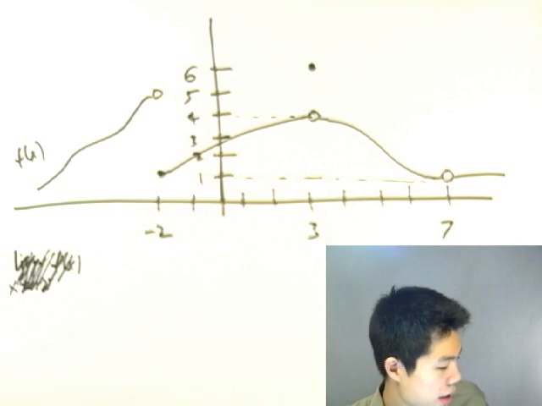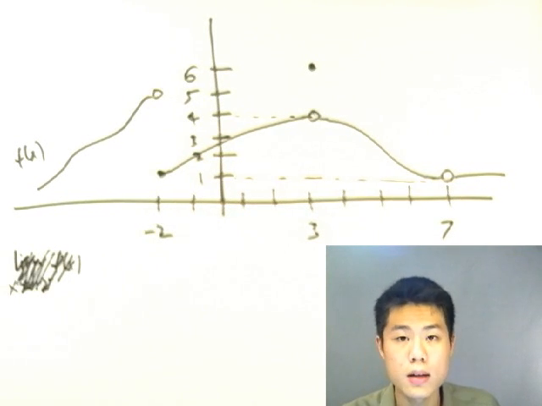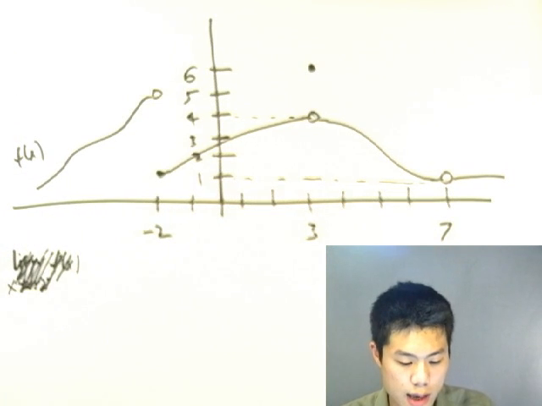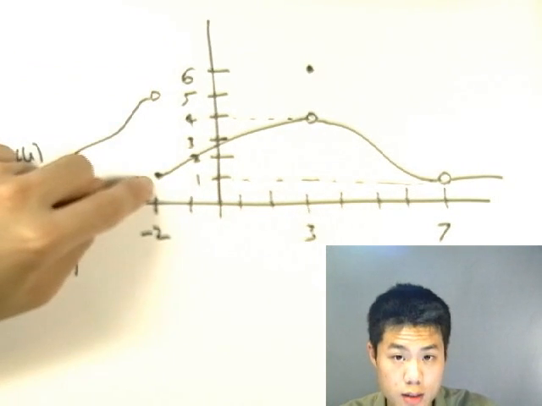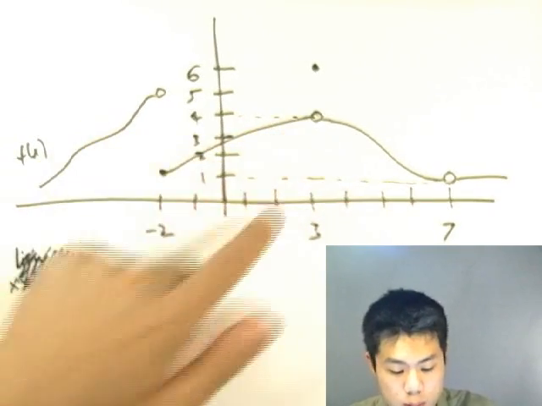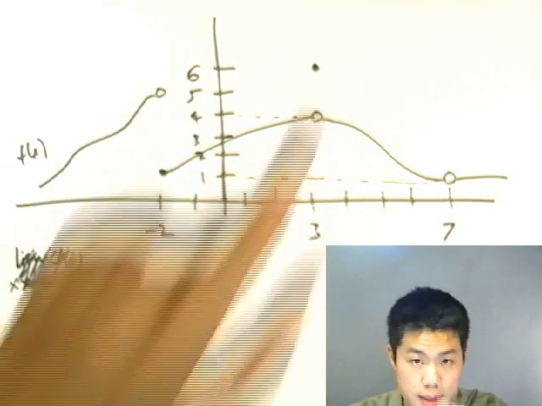Okay, so that was a quick look at limits. Notice that limits do not exist when the left-hand limit and the right-hand limit are not equal to each other, but they do exist when the left-hand limit is equal to the right-hand limit.